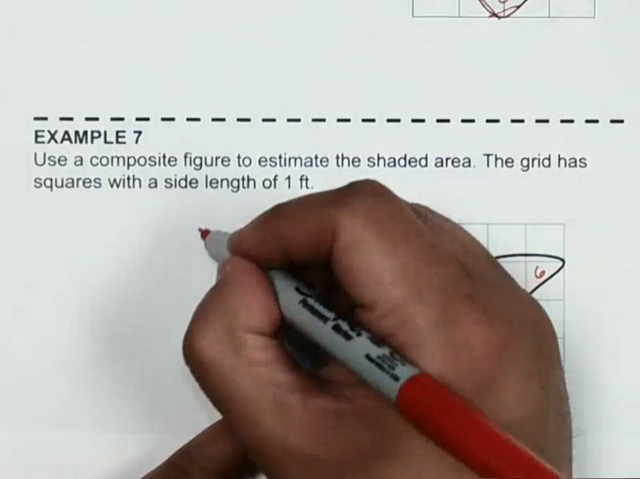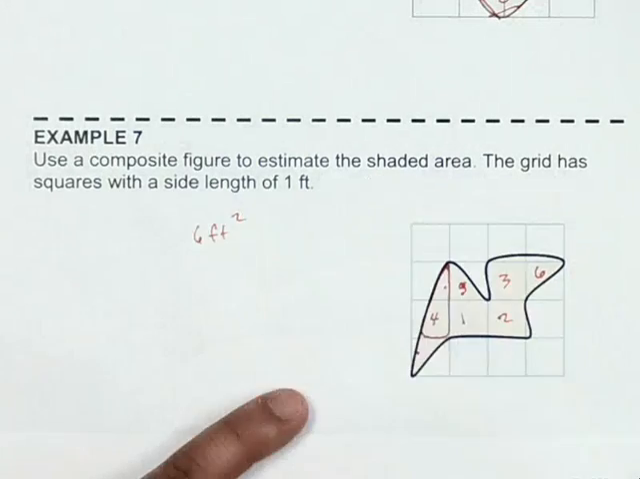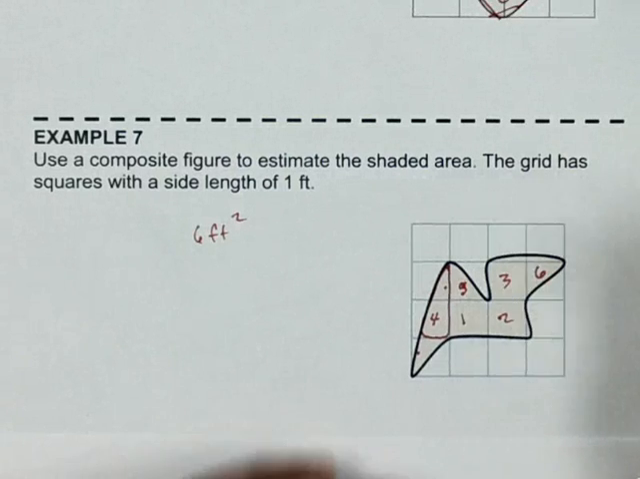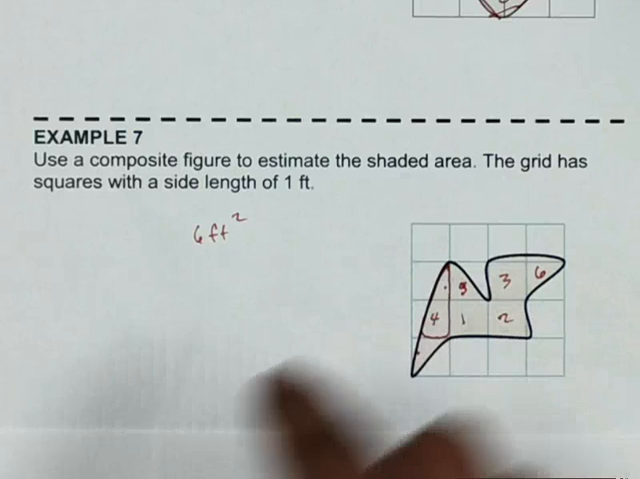So that would count as 6 feet squared. It's an approximation. You're just estimating it to see what you could count off of this grid.